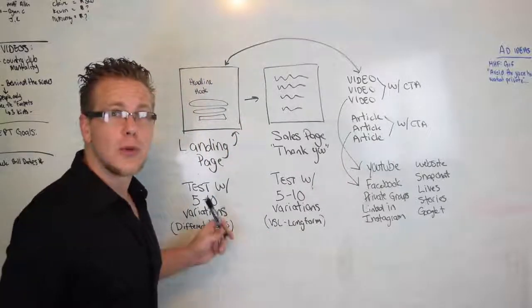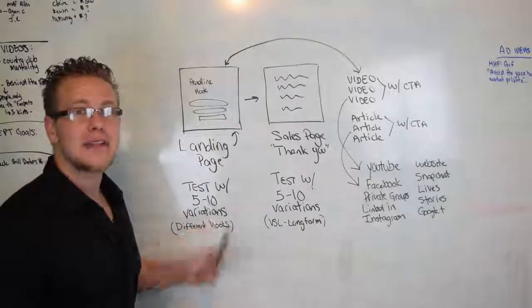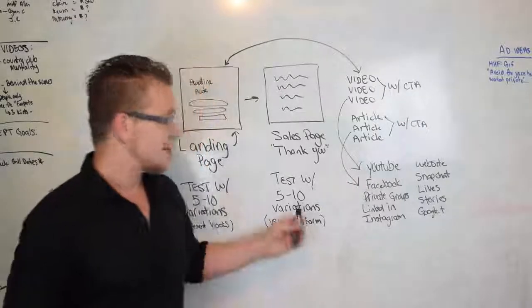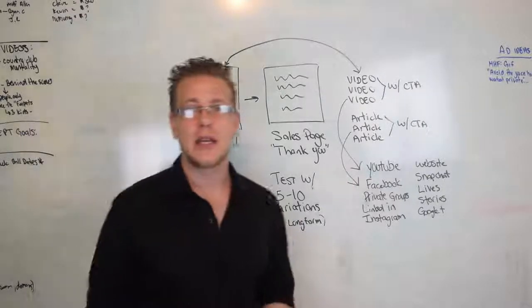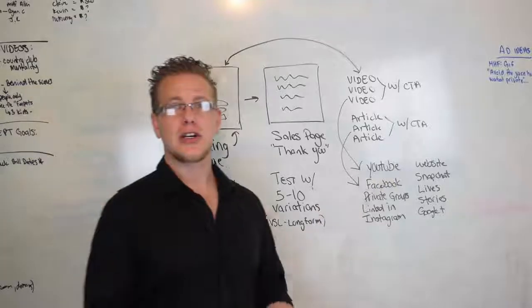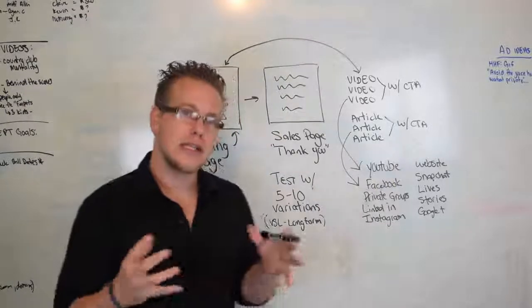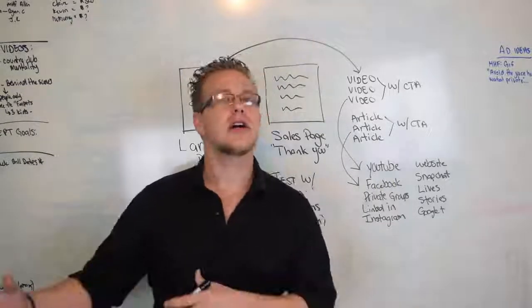So first thing is, you got to have multiple testing points. You've got to have 5 to 10 variations of your landing page. You've got to have 5 to 10 variations of your sales page. You've got to have 5 to 10 variations of your ad copy. You have to have all these things that are going to be variants of the original, right?